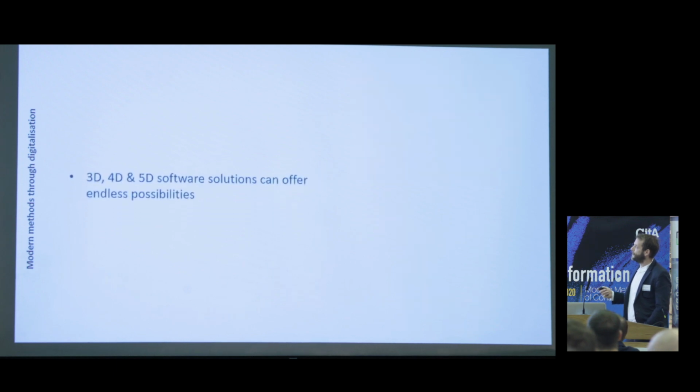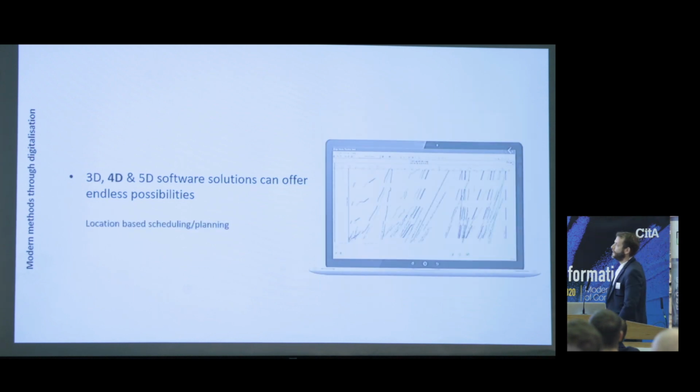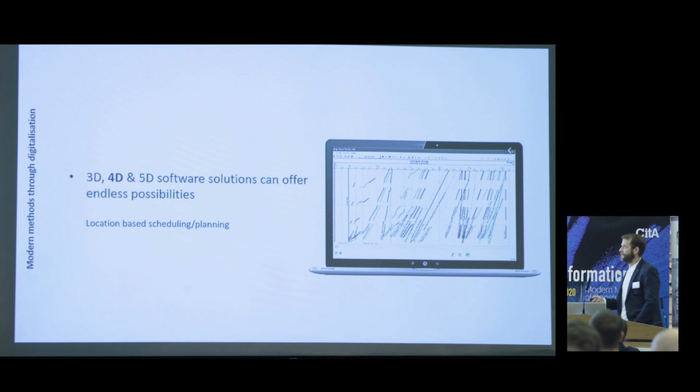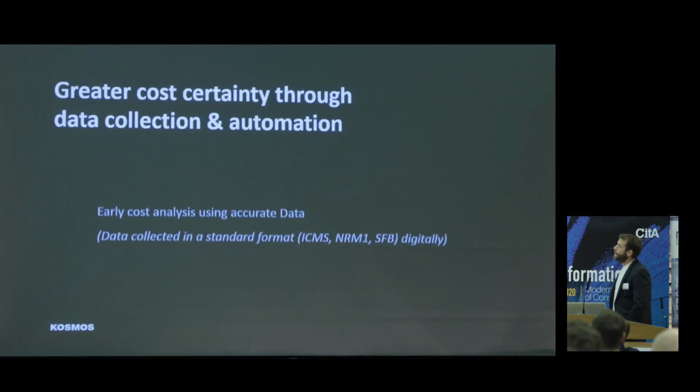3D, 4D, and 5D software solutions can offer endless possibilities. From a 3D perspective, you can get the sense of the building and the scale of the different elements within it. From 4D, location-based planning as a replacement of the traditional Gantt chart can offer reduced time and increased production. And 5D, obviously, can offer cost control, change control, and so on. But all of this is dependent on the 3D model and the 3D design. Without a good quality 3D, 4D and 5D really are a waste of time.